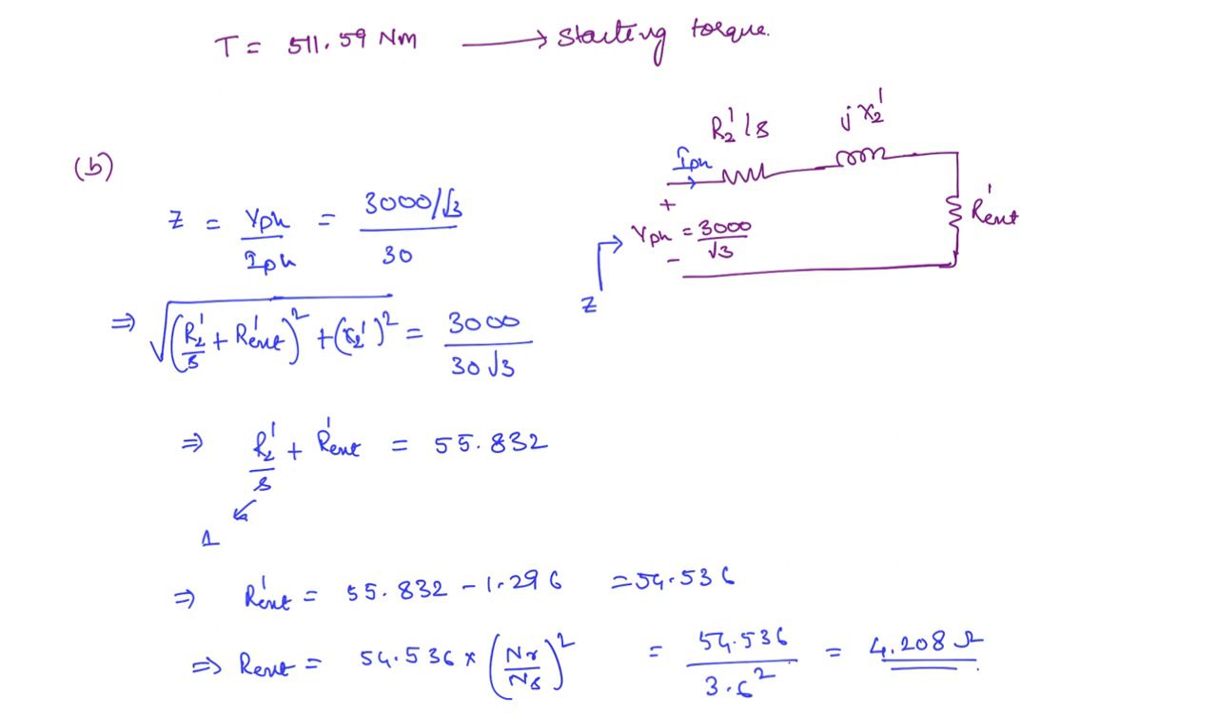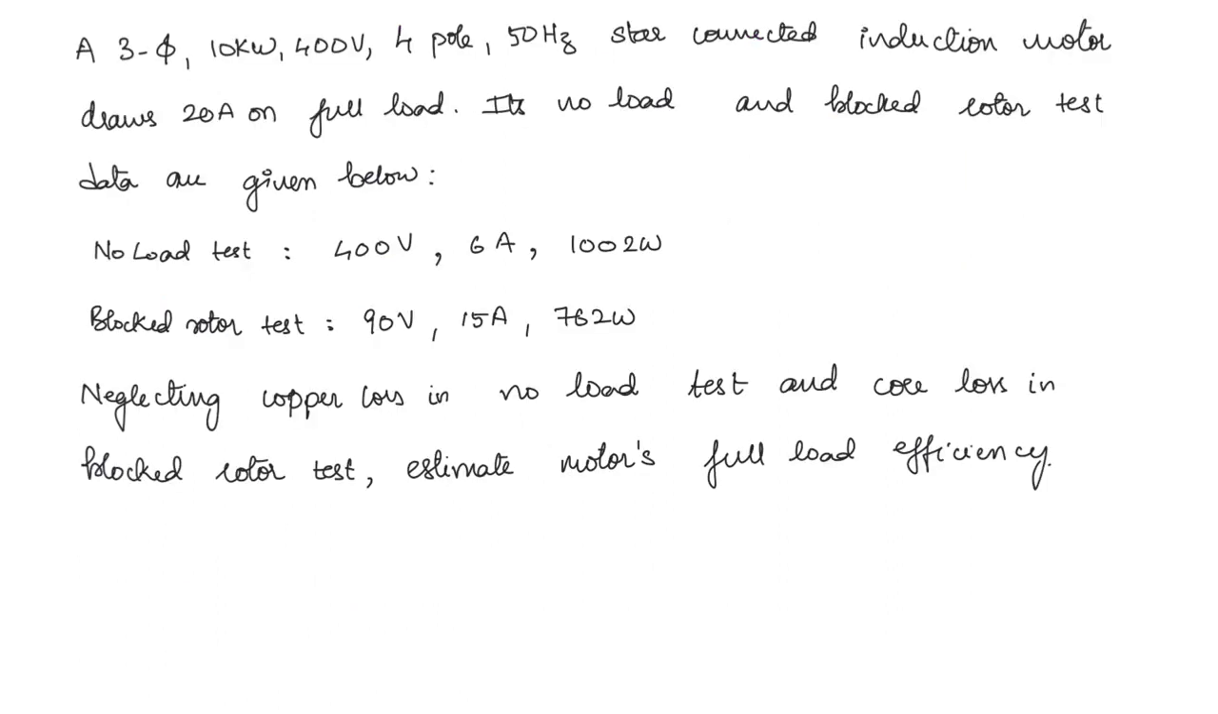Next question, we have a 3-phase 10 kilowatt, 400 volt, 4 pole, 50 hertz star connected induction motor that draws 20 amperes on full load. Its no load and blocked rotor test data are given below. No load test data is given as 400 volt, 6 ampere, 1002 watts. Blocked rotor test: 90 volt, 15 ampere, 762 watts. Neglecting copper losses in the no load test and core losses in the blocked rotor test, estimate the motor's full load efficiency.